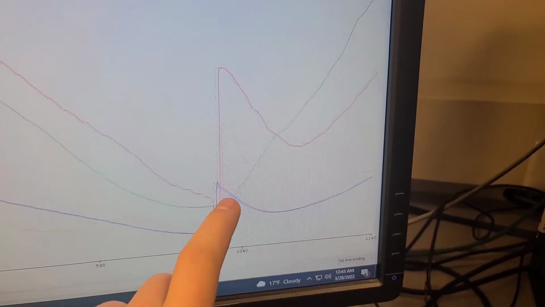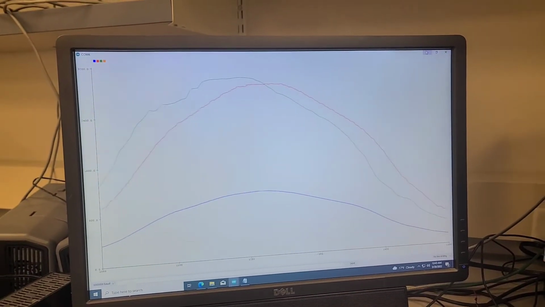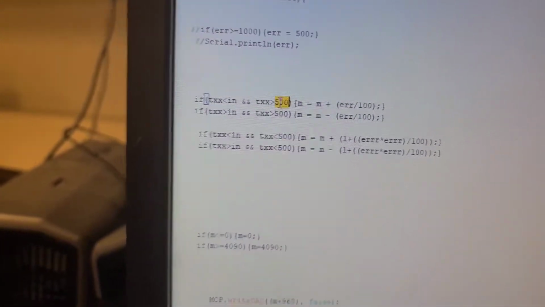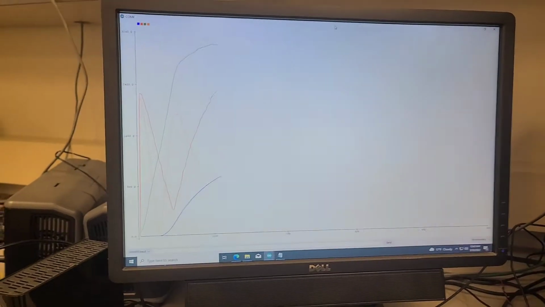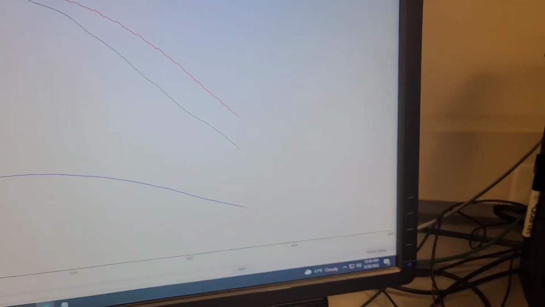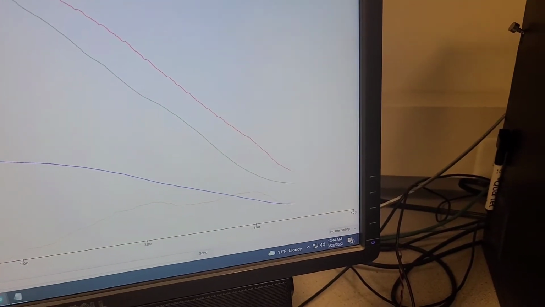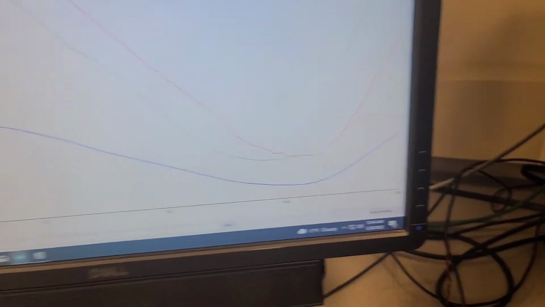That's weird. I don't know what that is, but I probably have to move the threshold. That's pretty cool though, in terms of feedback and control. Probably if I move this 500 back to 200 or 300. Alright, let's see if that fixed the problem. Alright, any weirdness? Oh, that's so much better.